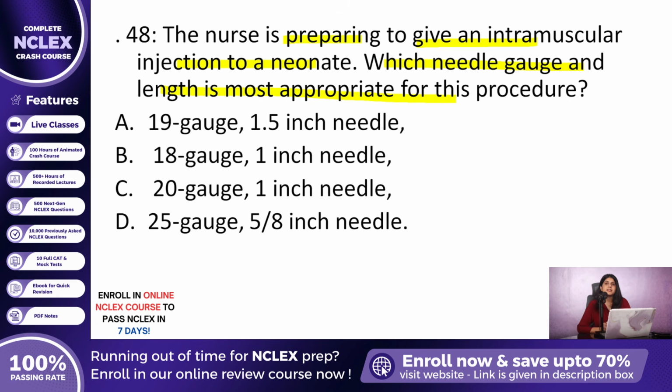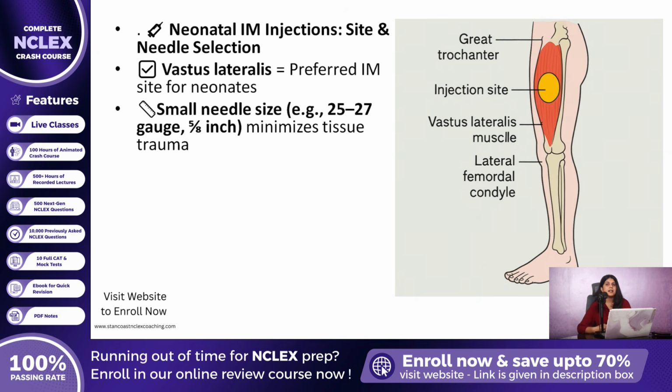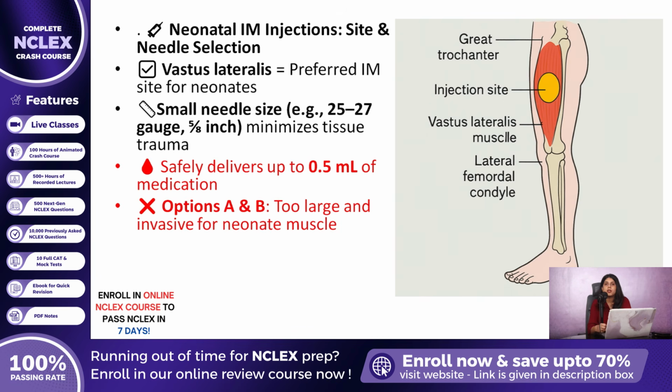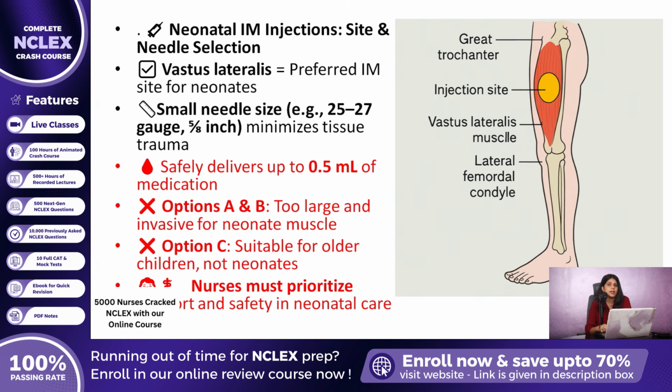The correct answer is option D. 25 gauge, 5/8-inch needle. The vastus lateralis muscle is the preferred IM site in neonates, and this needle size minimizes trauma while delivering up to 0.5 milliliters safely. Option A and B are too large and invasive for neonatal tissue. Option C, while more appropriate for older children, still exceeds the size requirements for neonates. Nurses should always select smaller gauge needles to avoid unnecessary pain or injury during neonatal injections.